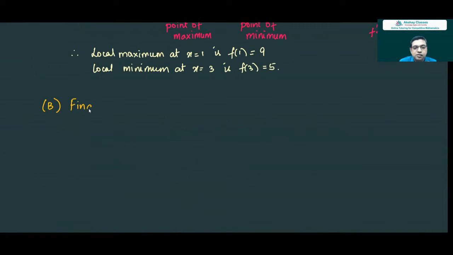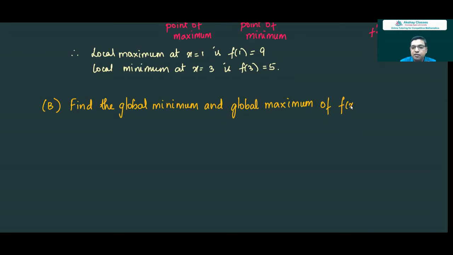Find the global minimum and global maximum. Find the global minimum and global maximum of f, same function f, in the interval, let's say minus 1, 5. It's an interval.